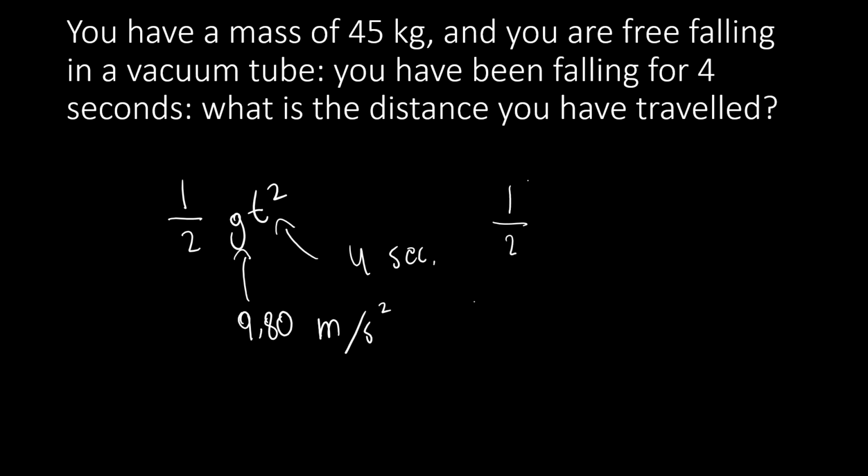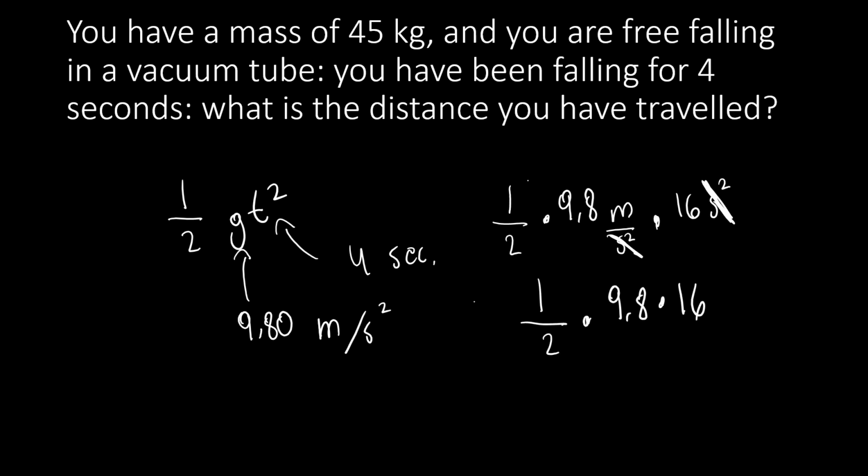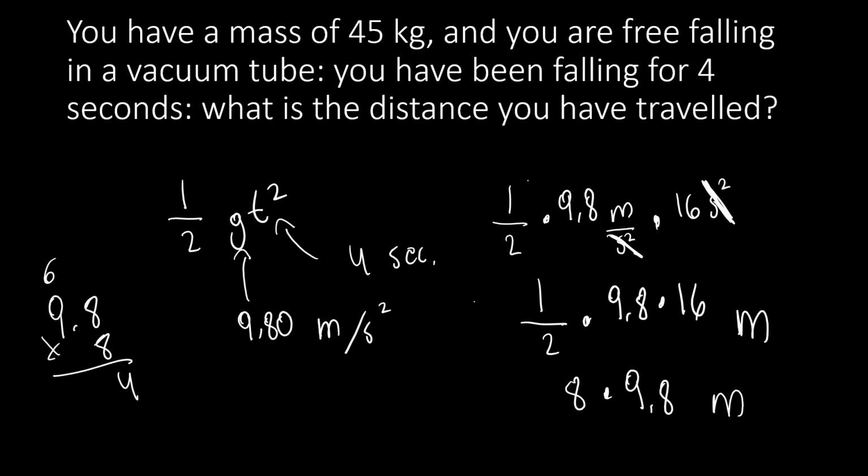So you get 1/2 times 9.8 meters per second squared times 16 seconds squared, which is what you get when you do 4 seconds squared. And then notice the s squared and the s squared cancel out. So you have 1/2 times 9.8 times 16 meters as the distance you've traveled from free fall. So you get 8 times 9.8 meters. Let's multiply that out: 9.8 times 8 is 78.4. You've traveled 78.4 meters when you're free falling.